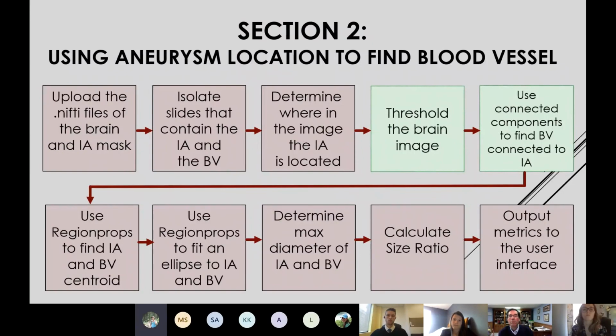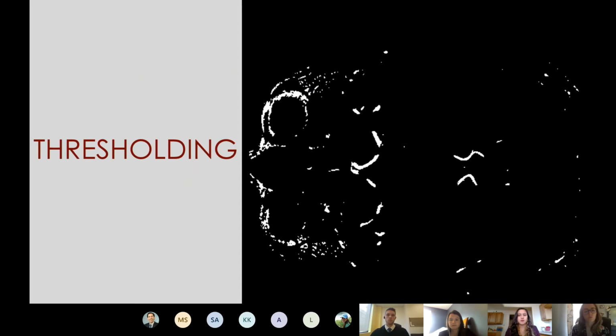The next section is to use thresholding image processing techniques as well as information about where the aneurysm is to find the blood vessel that it's located next to. So in order to threshold, after we track the aneurysm on the brain image, we use the smallest pixel value that's comprising the aneurysm in order to threshold the brain image.